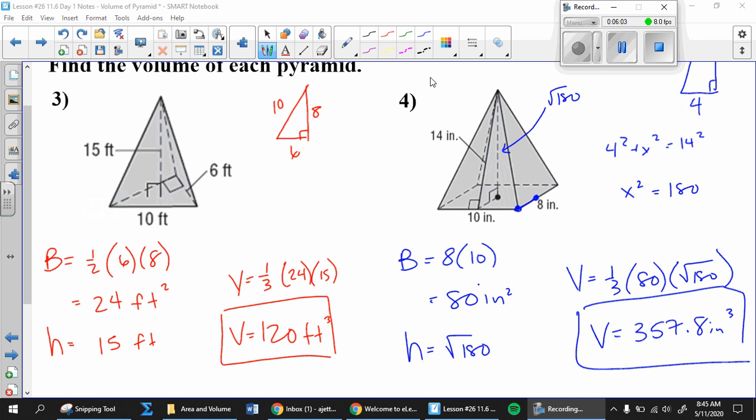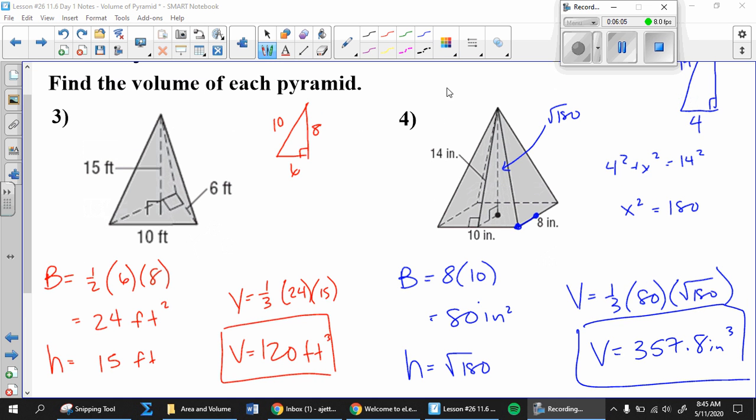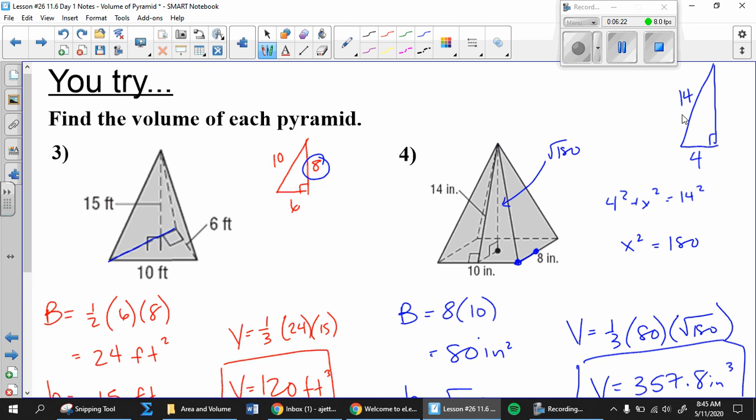All right, here are the two answers that you should have got. First one, they don't give you this side right here of the triangle. So you actually have to find this 8 by using Pythagorean theorem. Once you do that, then it's pretty straightforward. Second one, like I said, you have to find this height of the pyramid by looking at this triangle inside of the pyramid. We know this is 4, this is 14, and so we have to use Pythagorean theorem to get this height, which is square root of 180.